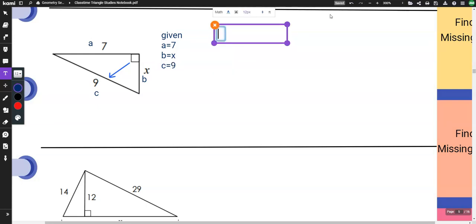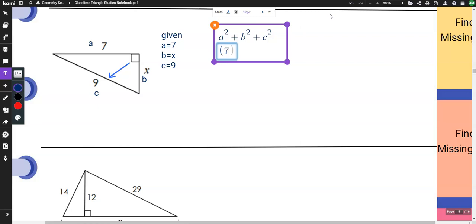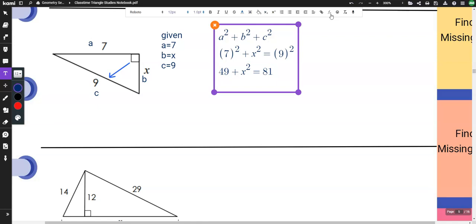With every problem, we make a list. We put in our formula: A squared plus B squared is equal to C squared. We do our substitution. So I'm going to plug in 7 for A, and then I'm going to plug in X for B. And for C, I'm going to plug in 9. 7 squared is 49. X squared is just X squared. And 9 squared is 81.